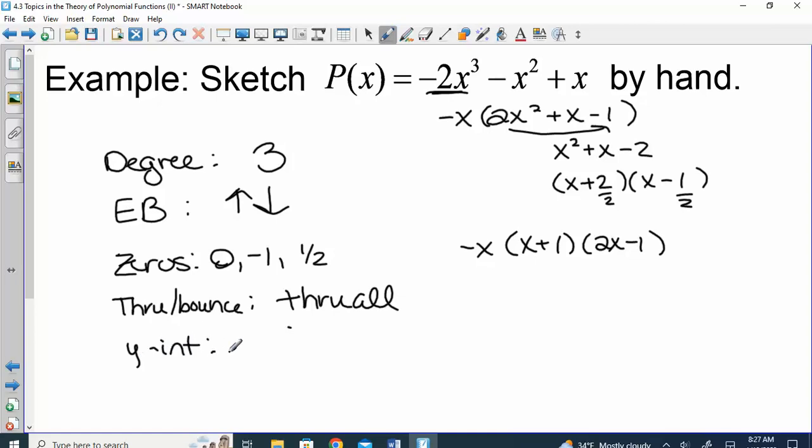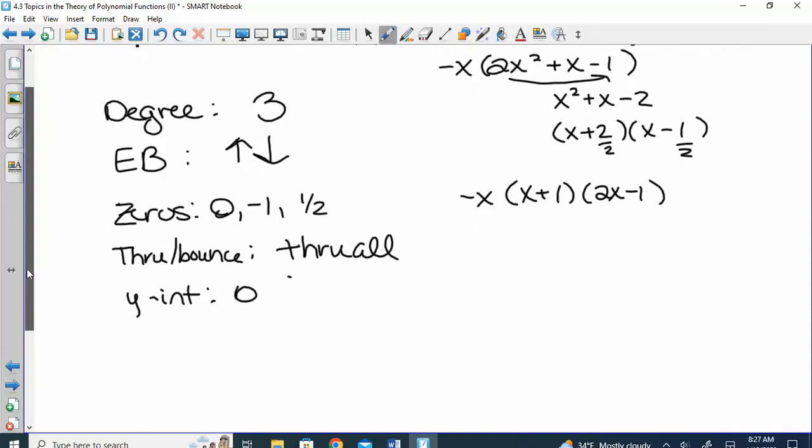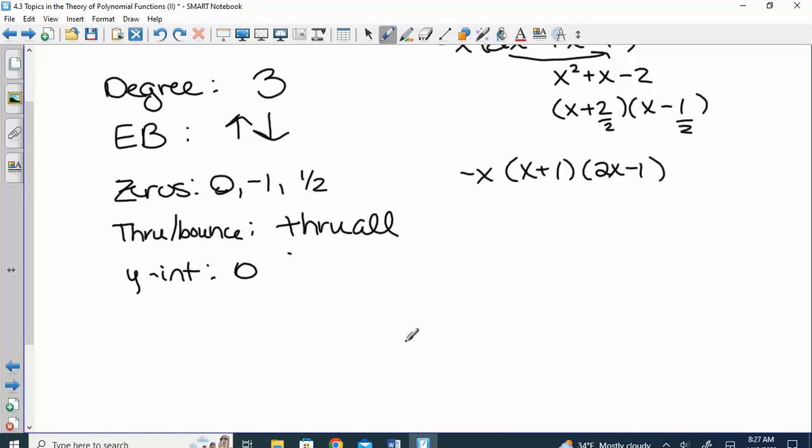Y-intercept. If you plug in 0 for x, you can do that in your factored form or the original. It does not matter. We get 0. So, hit the x-axis at 0, negative 1, positive 1/2. Y-axis at 0. It should start up here and end down here.